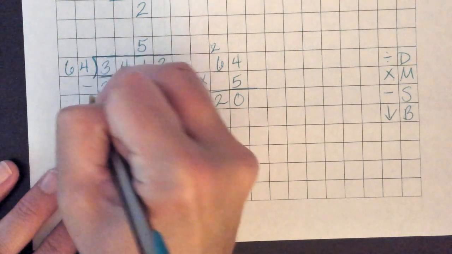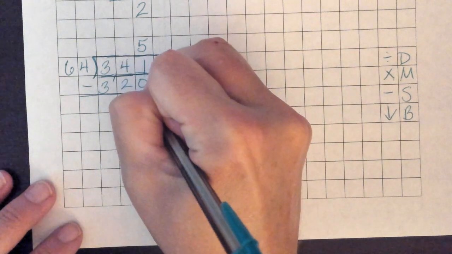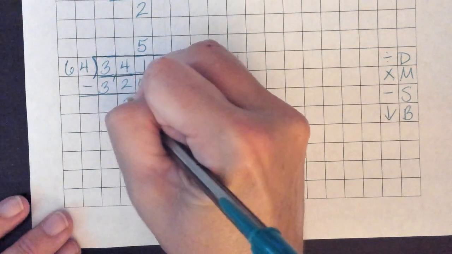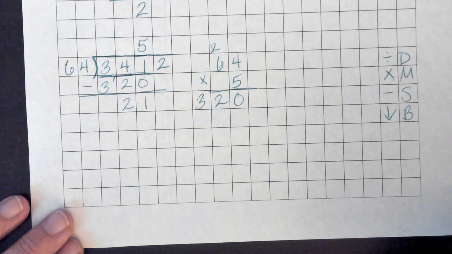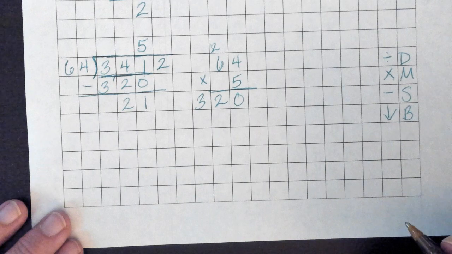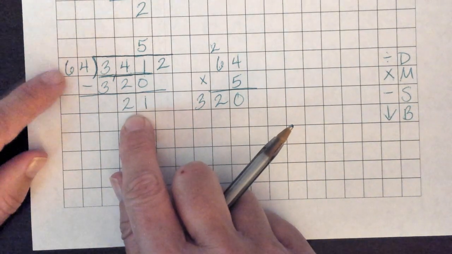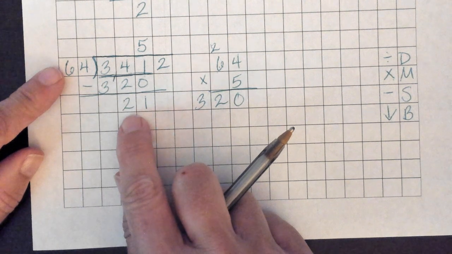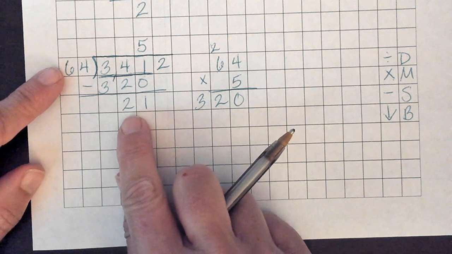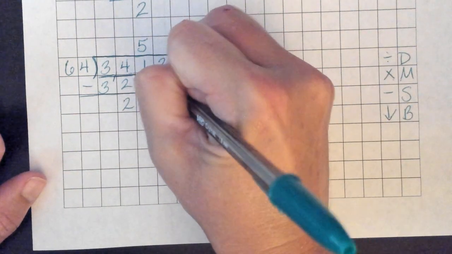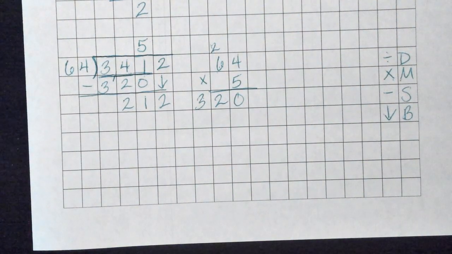And now I subtract. 1 minus 0 is 1. 4 minus 2 is 2. 21. Okay. If this number is bigger than your divisor, that's how you know you've messed up somewhere. Okay. And now I bring down. I bring down a 2.